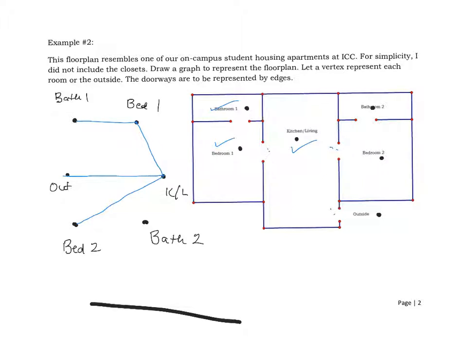Okay, let's look at bathroom 2. It has a doorway just into bedroom 2. So I have that taken care of. It should have only one edge emanating from bathroom 2. Bedroom 2 should have 2 doorways, going from the bedroom to the bathroom and the kitchen living, which looks like we already have taken care of. And outside should only have one edge leading out to it, and it looks like we're taking care of that there.